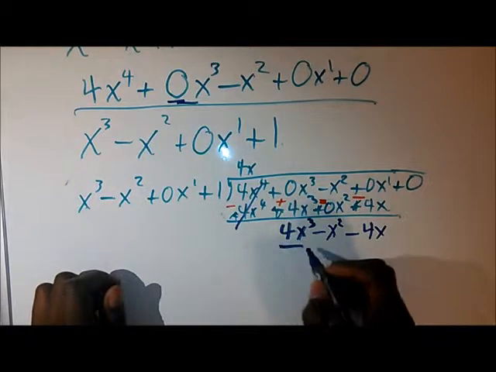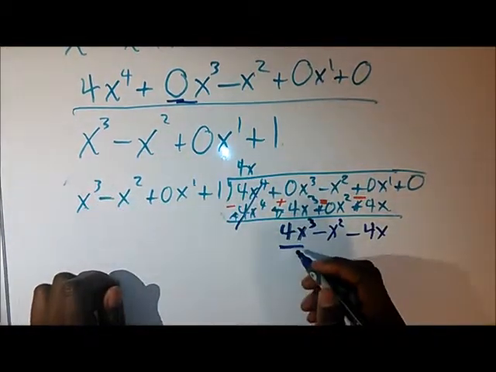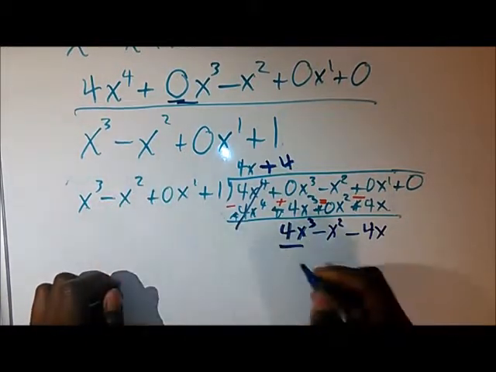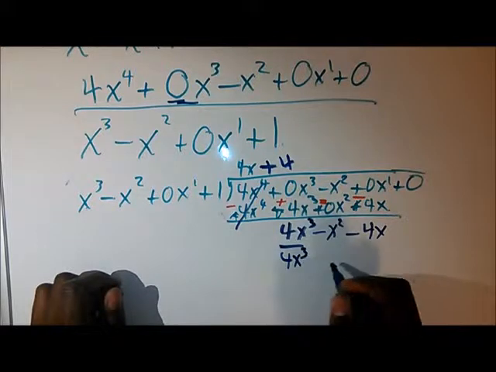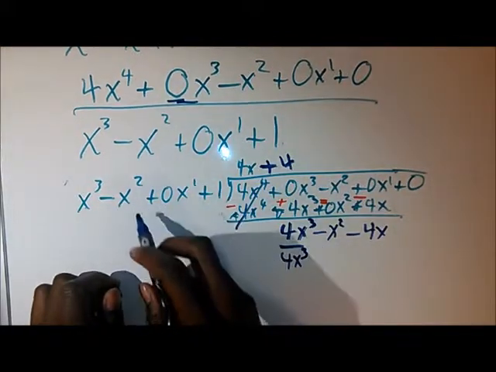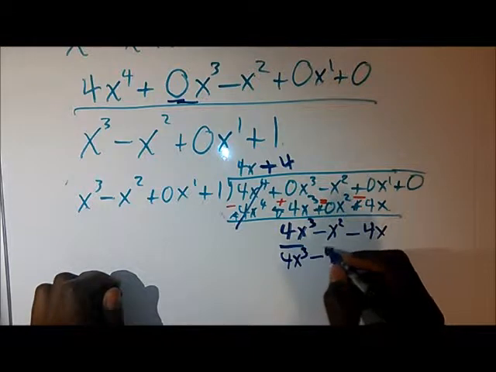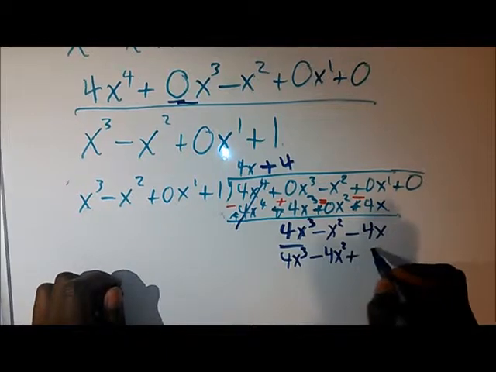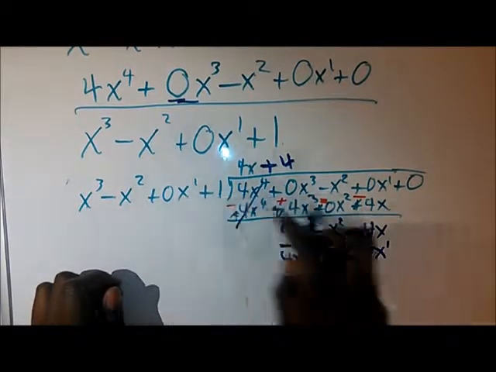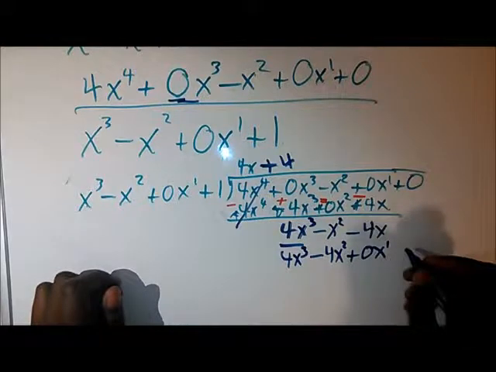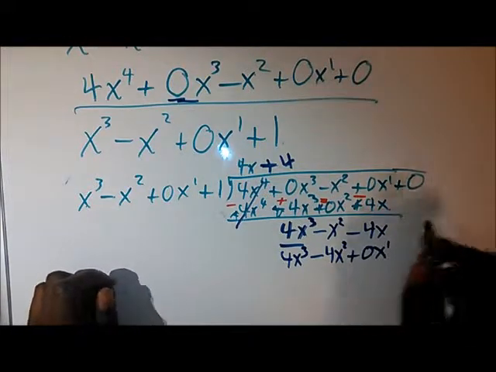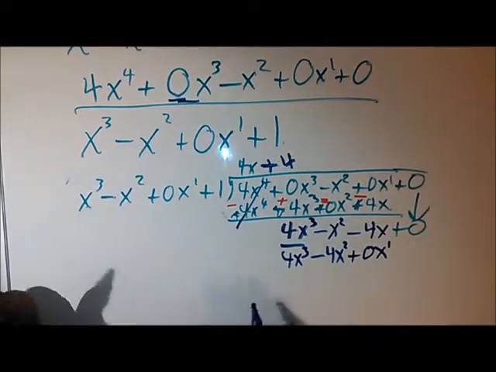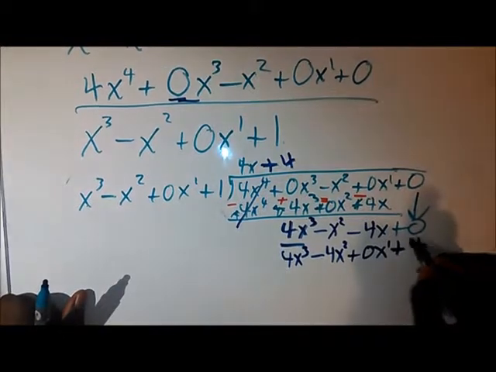Okay, now what times x cubed equals 4x cubed? Yeah, it's going to be positive 4. Positive 4 times x cubed is going to be 4x cubed, right? 4 times negative x squared is going to be negative 4x squared. 4 times this is going to be 0x, right? There's x there, so 0x. 4 times 1 is going to be, well, you know what? I forgot to bring down this 0 here. Sorry about that. Got to bring that down. So 4 times 1 is going to be positive 4.